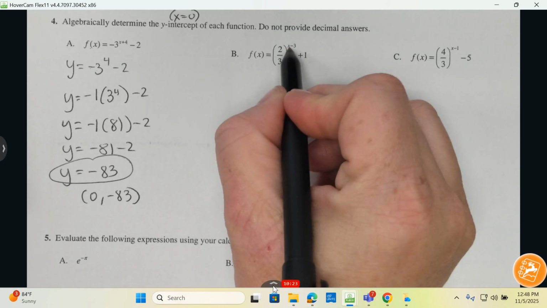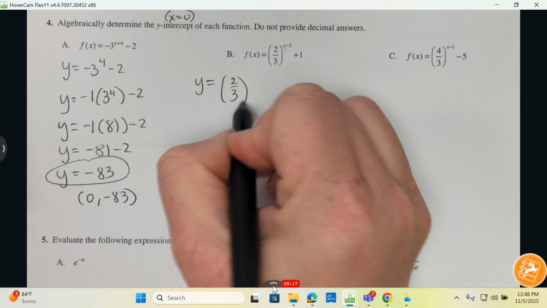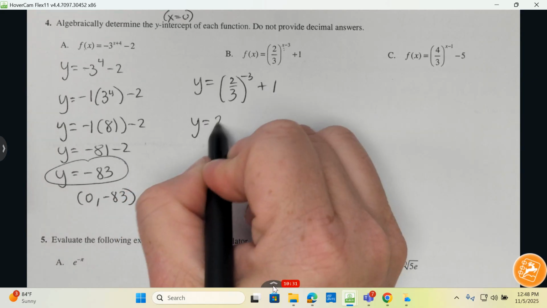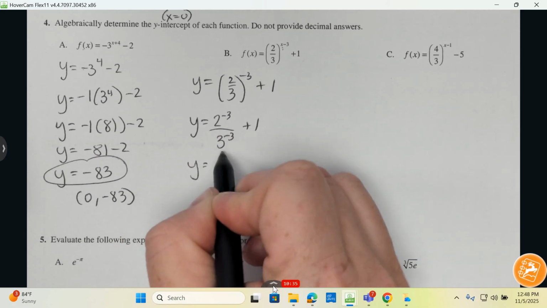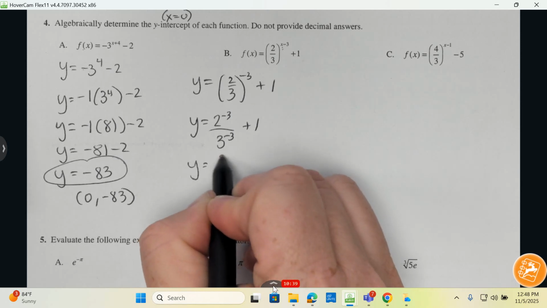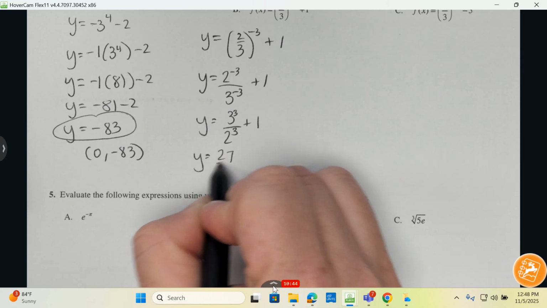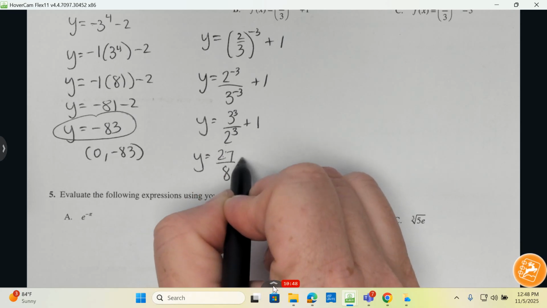Again, we're going to substitute in a 0 in for x. So y equals 2/3. Now 0 minus 3 is negative 3. That's going to apply to both the numerator and the denominator. That makes the 2 unhappy because of the negative exponent. It comes to the bottom. 3 unhappy, it goes to the top. 3 to the 3rd is 27, and 2 to the 3rd is 8. Why? 3 times 3 times 3, and 2 times 2 times 2.